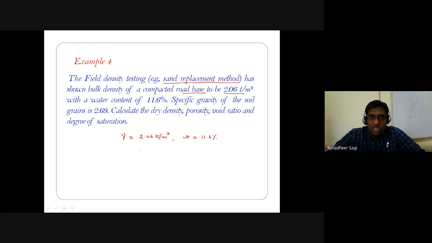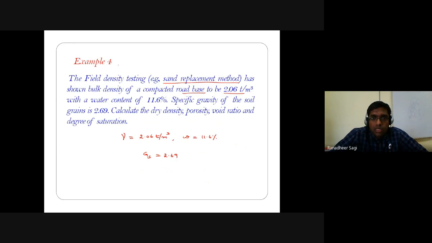Specific gravity of the soil grains, GS, is 2.69. And what we are asked is to calculate the dry density, so the gamma D value is required. The porosity value, the void ratio, and subsequently the degree of saturation of that particular soil are also to be calculated. So for doing so, first let me understand that the bulk unit weight, or the partially saturated unit weight of the soil, is given, and the specific gravity of the soil solids is given.